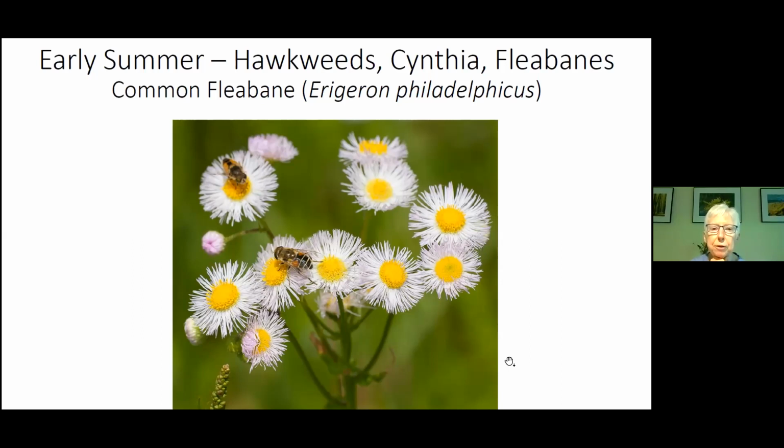This is common fleabane with very narrow white ray flowers and a cluster of yellow disc flowers in the center of each flower head, being visited here by a couple of flower flies that are disguising themselves as bees to try to protect themselves from being eaten by predators.